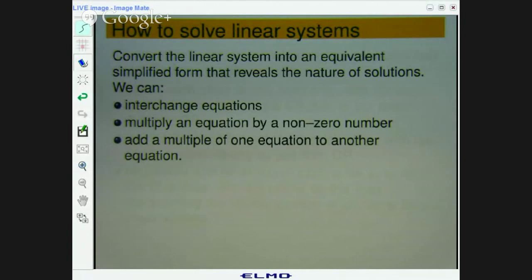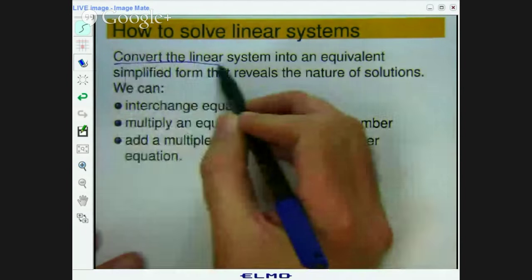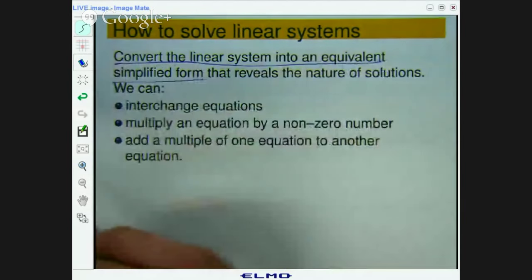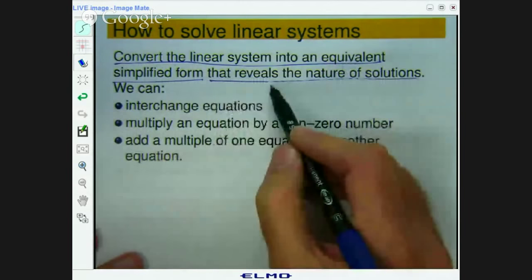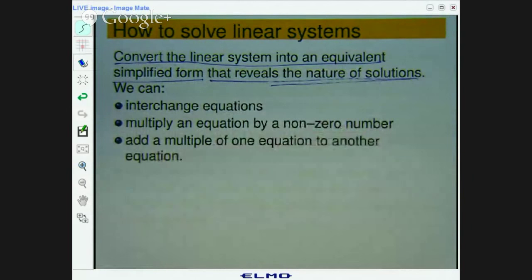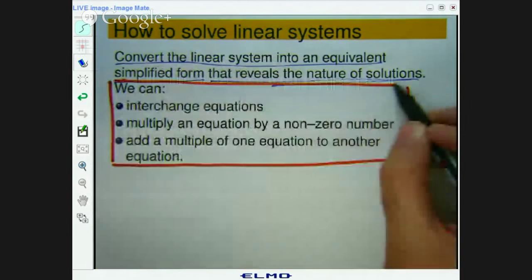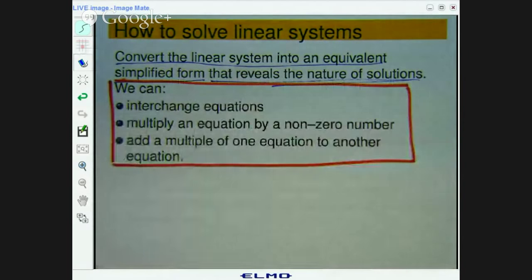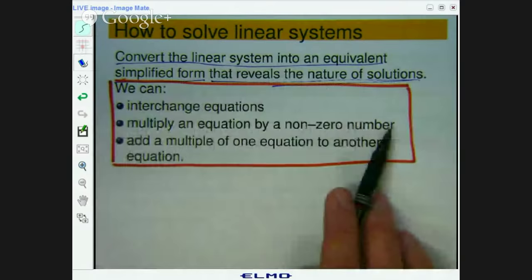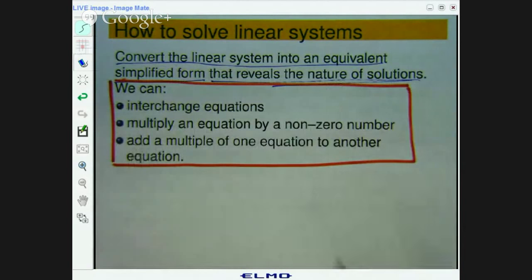All right, so one set of principles that can keep you in good stead for all approaches to linear systems is the following advice. The idea is to convert the linear system into a simplified form that reveals the nature of solutions. And in particular, you can do three kinds of operations if you like. You can interchange equations, you can multiply an equation by a non-zero number, and you can add or subtract, if you like, a multiple of one equation to or from another equation.